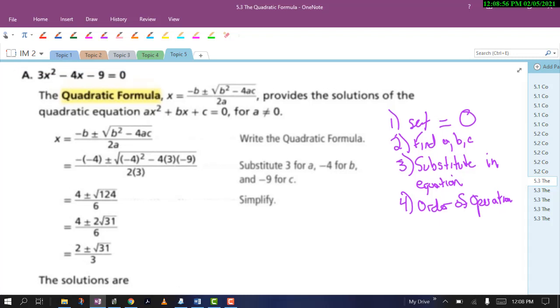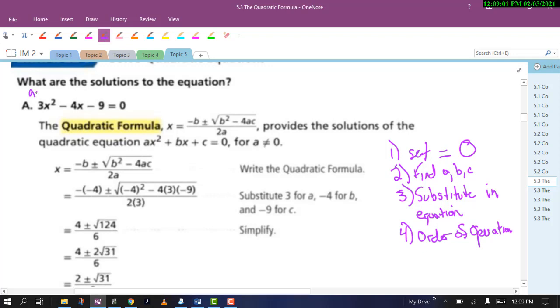Alright, so first off, we have a equals 3, b equals negative 4, and c equals negative 9. So the sign in front of them goes with it as well. And we know a, b, and c. So we substitute that in, and when we do it, we get negative 4 plus or minus the square root of negative 4 squared minus 4 times 3 times negative 9. Notice that negative 4 here is in parentheses because you're squaring the negative and the 4.